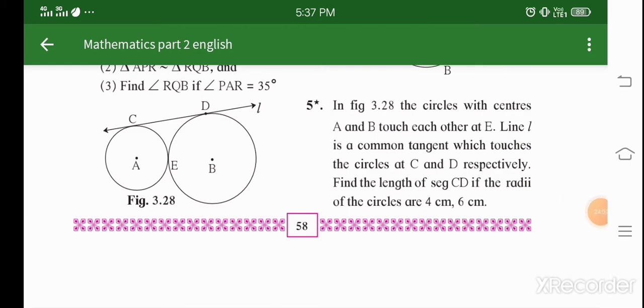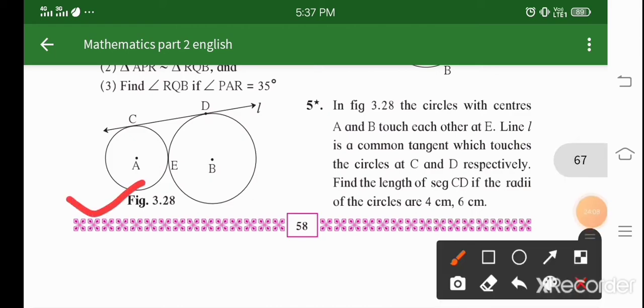See, in question number 5, what they have given is figure 3.28. So this is the figure. In this figure, they have given circles with centers A and B. See, this is A and this is B, the centers of the circles, right? And they are touching each other at point E. Can you see this is the point of contact? Now they have a line L, which is a tangent common to both circles. C and D are the points of contact of the tangent. So we have to find the length of this CD.